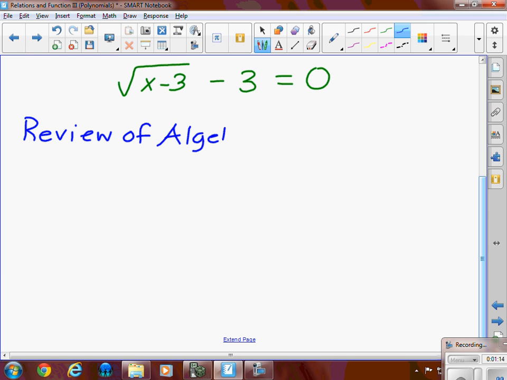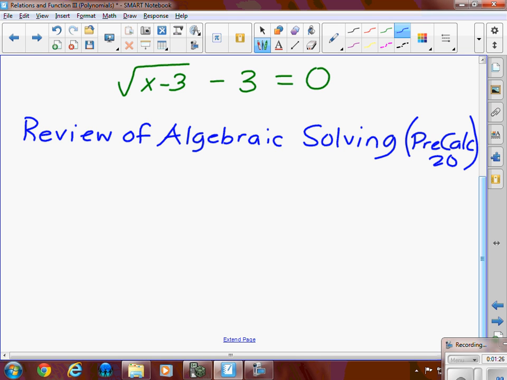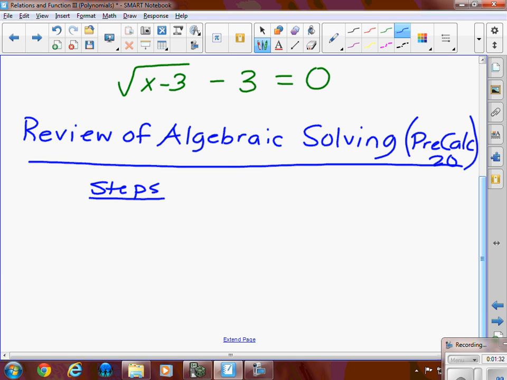Review of algebraic solving. We'll say this is Pre-Calc 20. And there were 3 easy steps. Does anybody remember what you have to do? If we were looking at that equation up here in green, does anybody remember how we were supposed to solve this? Someone suggests move the 3.